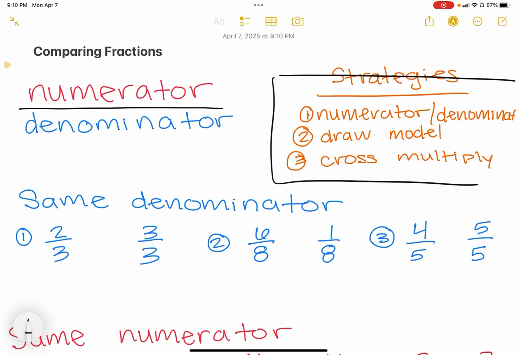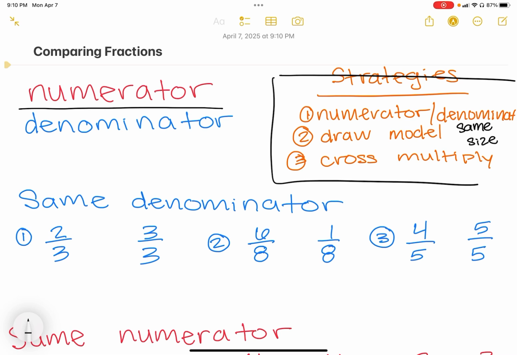Okay, so before we begin, here are some strategies for comparing fractions. First, understanding what the numerator and denominator mean and thinking about that. So think about the size of your pieces, how many pieces, things like that. You can also draw a model. It's just very important to remember those models need to be the same size. And lastly, you can think about cross multiplying, which I will go over at the end of this video.